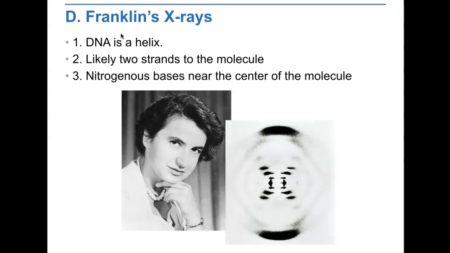By itself, Franklin's X-ray pattern does not reveal every detail of the structure of DNA. However, it does provide some very important clues. The X-shaped pattern shows that the strands of DNA are twisted around each other like the coils of a spring. This shape is known as a helix. Also, the dark spots at the top and the bottom show that the nitrogenous bases are stacked at regular intervals near the center of the molecule.